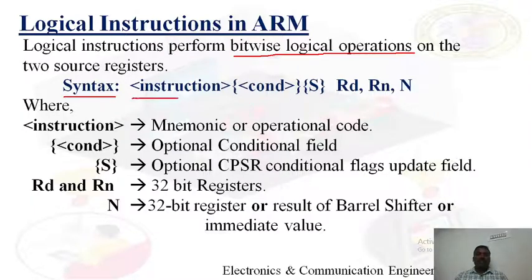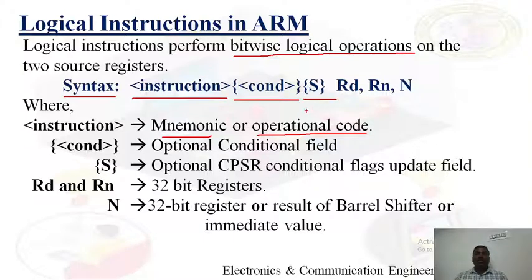Again same syntax. The first field is the instruction field, where it represents the actual operation or the mnemonic, or it can be an operational code. And the optional conditional field: the logical instructions can also be executed conditionally. If the condition is true, then only the logical instruction is executed, otherwise not. So if this field is not included, then the logical instructions are always executed.